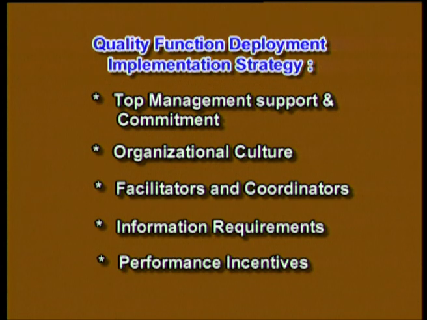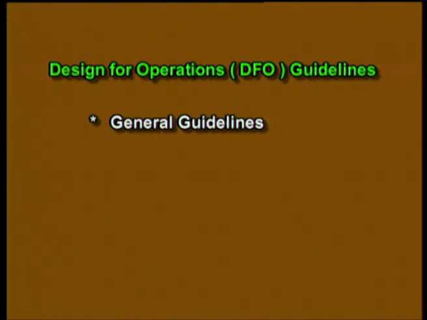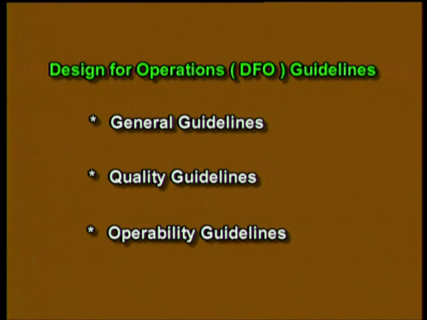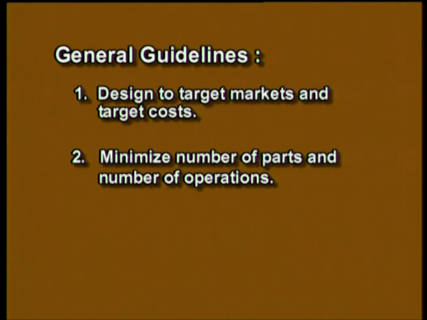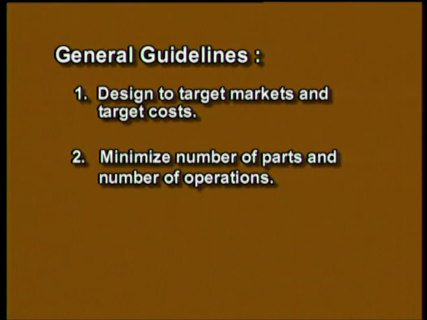Then these are all the necessary ingredients to support quality function deployment. Now, interestingly, design for operations addresses 3 major issues: the general guidelines, quality guidelines, and operability, how to produce guidelines. The general guidelines are twofold: design to target markets. What is your market? What is your niche market? What do customers want, and how do you produce within the cost? And then develop new products with fewer components, or develop a new process with fewer procedures.